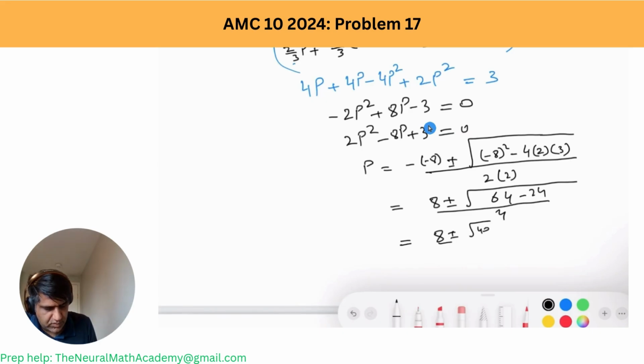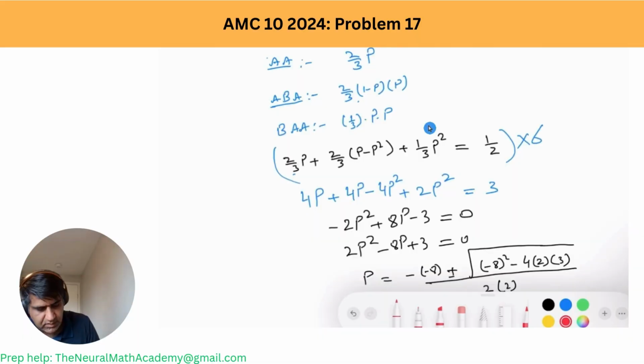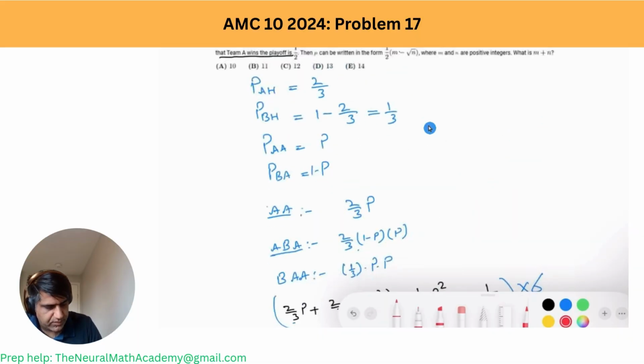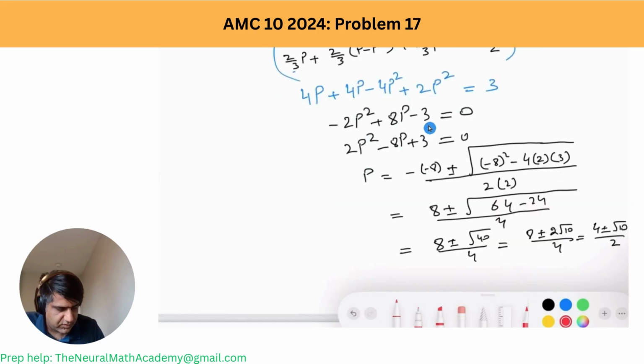I would get 40 over 4. That is equal to now 8 plus minus 2 10 over 4. Or I can further simplify and I would get plus minus 10 over 2, right? And from here I can relate it with the given expression. For the given expression we were given the negative sign here, right? So if we discard the positive one, just keep the negative one, and then we can keep the values.